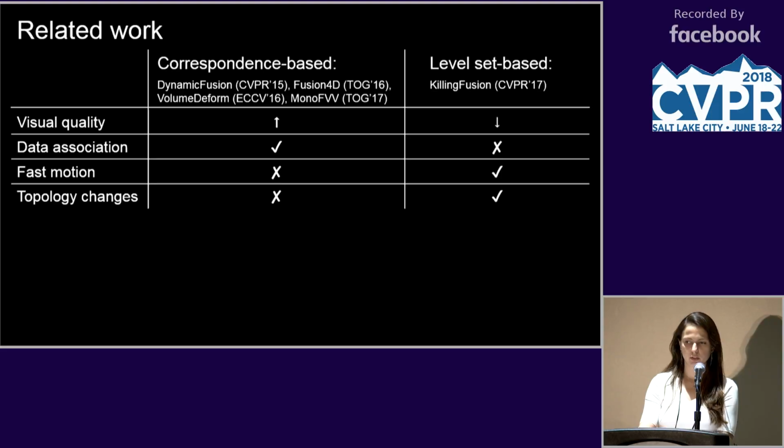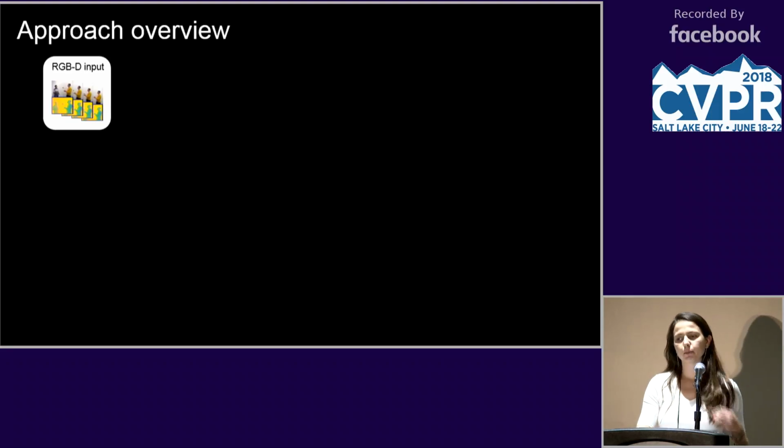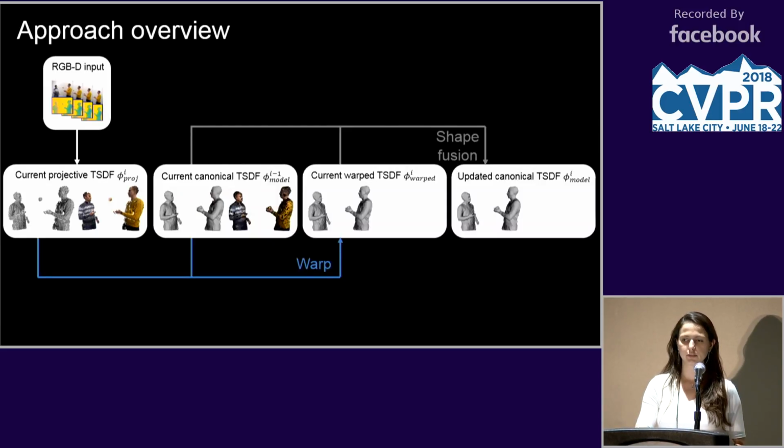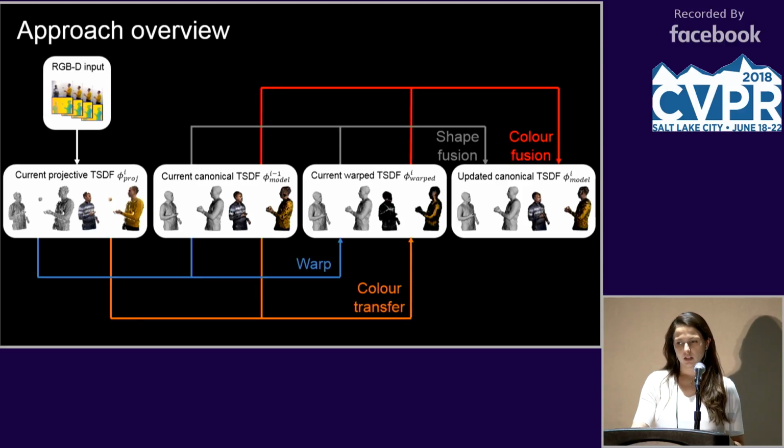add voxel correspondence. So our pipeline takes in a single RGBD stream and uses a modified gradient flow to warp the projected TSDF of each frame towards the canonical model and fuse it. Then it determines voxel correspondences in order to also fuse color.